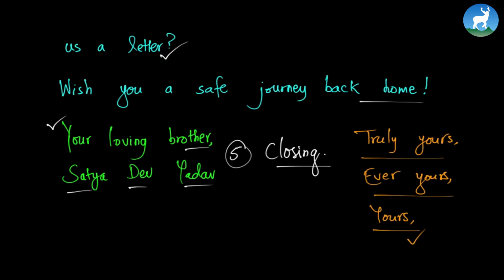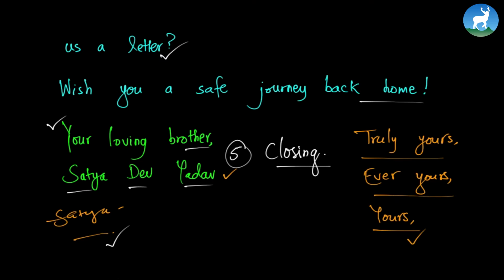Correct? And in the end, you close the letter by writing your name. Sometimes you can sign also, right? You can write something like Satya and you can sign. Signature could be another element, but this is not mandatory. It is optional, so you can opt out of writing this. Alright, so that is all about the personal letter.